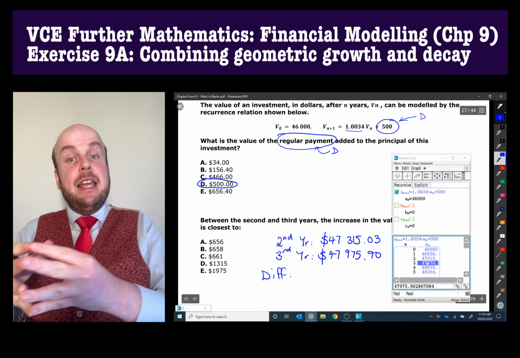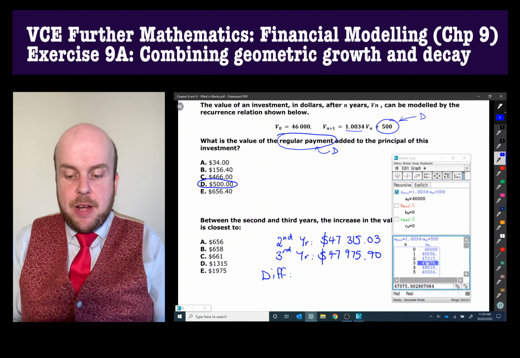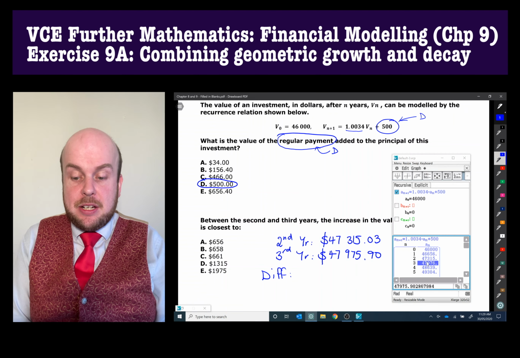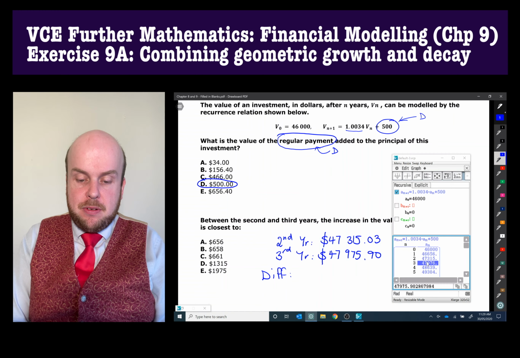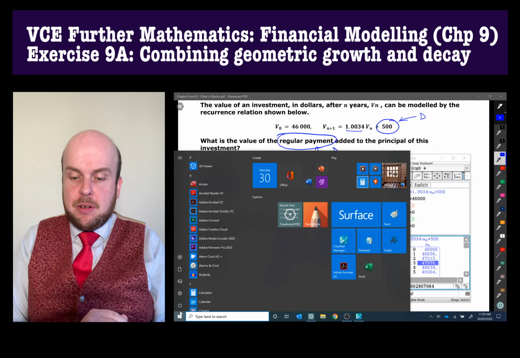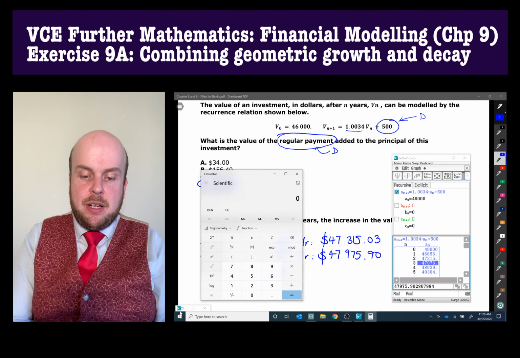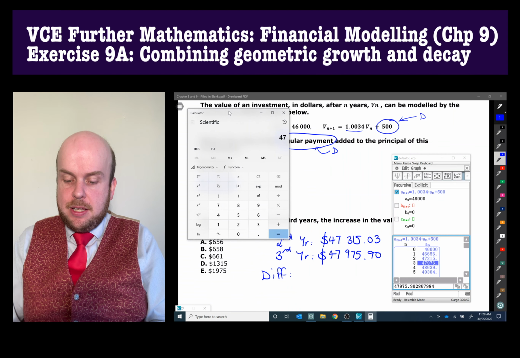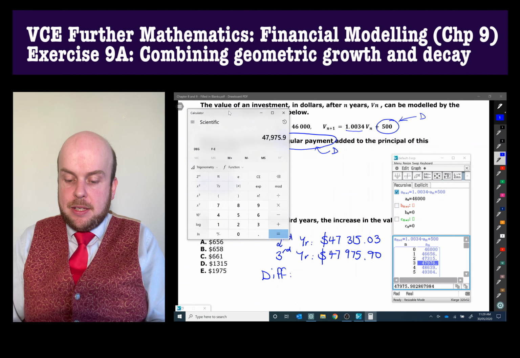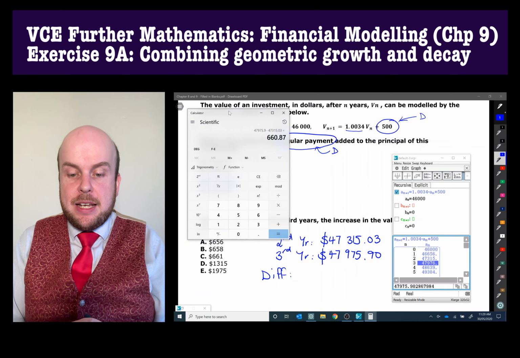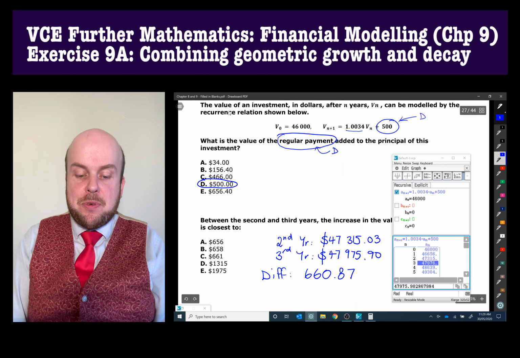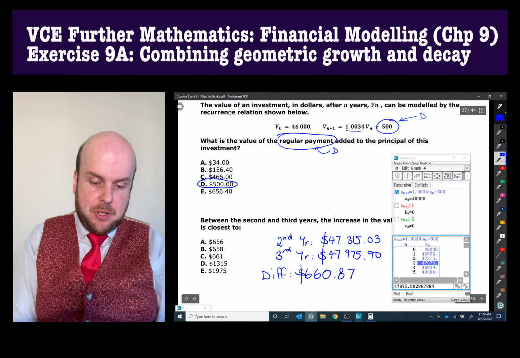So the measure of the increase will be the difference between those two values. So I just need to subtract them. We'll subtract the smaller from the larger. We can use another calculator just so we don't lose all our things on the screen. We can go 47,975.90 minus 47,315.03, and we get $660.87. So the option that is closest to that would be option C.